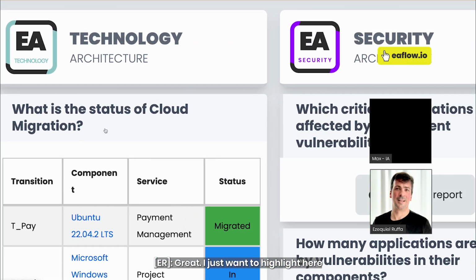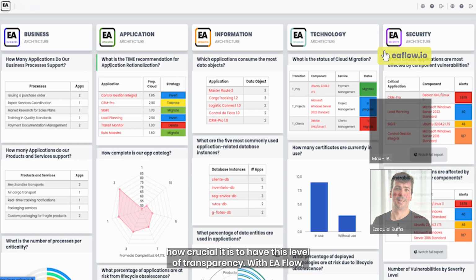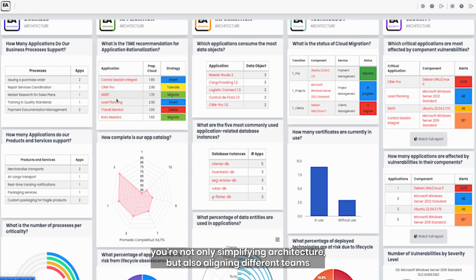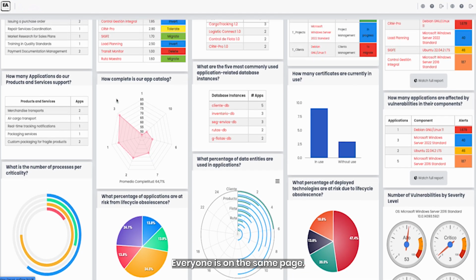Great! I just want to highlight here how crucial it is to have this level of transparency. With EA Flow, you're not only simplifying architecture but also aligning different teams to work together seamlessly. Everyone is on the same page.